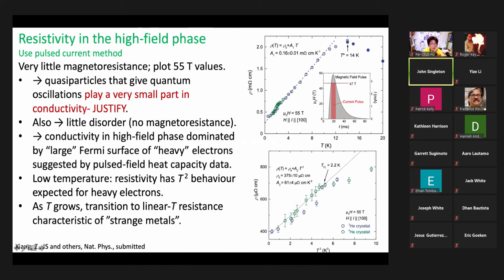Just to keep to time, there's very little magnetoresistance, so I'm going to just plot the values at 55 Tesla. So the quasi-particles, straight away we can see, the quasi-particles that give quantum oscillations play a very small part in the conductivity. Why can I say this? Well, there is very little magnetoresistance.